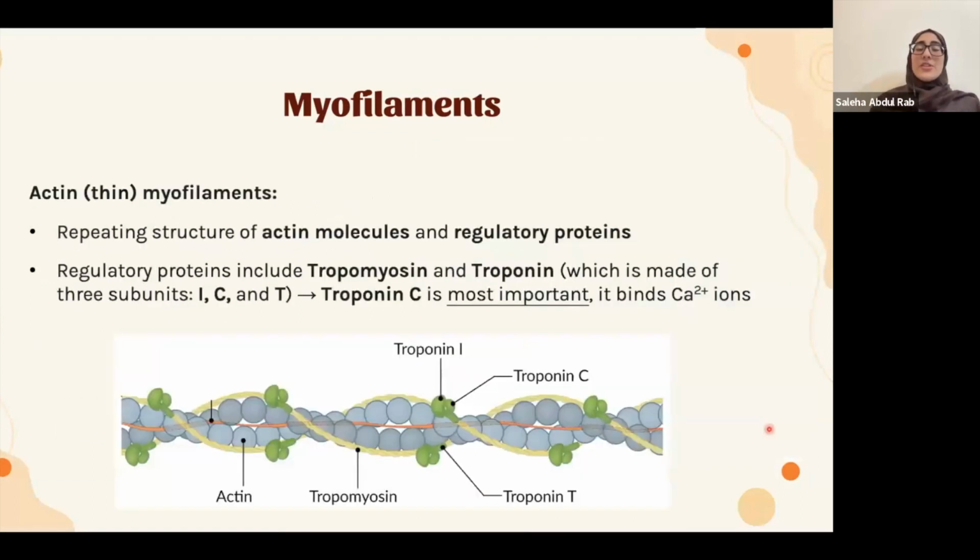All right, coming to the actin myofilaments, we're going to look into detail on what the actin myofilament is, and we're going to look at the myosin myofilament, and we're going to talk about everything else from there.